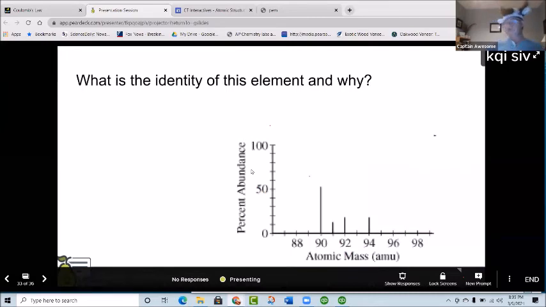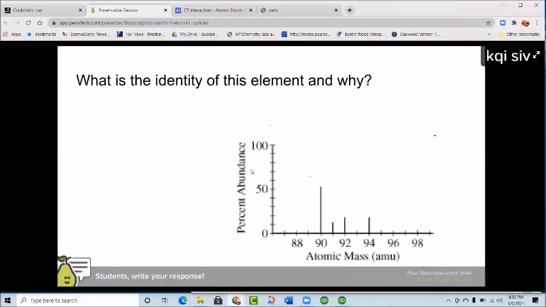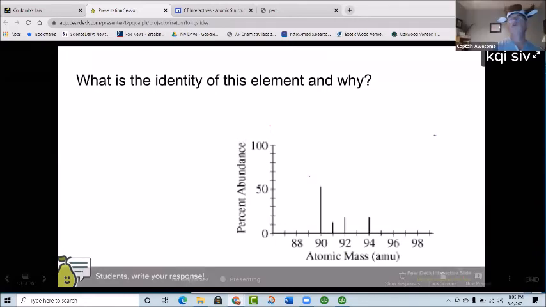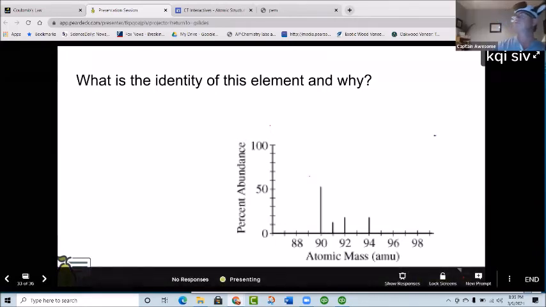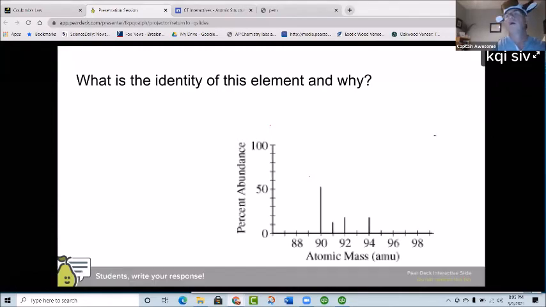Right, so this is not PES, this is mass spectrometry. So I just want to say, can you try to figure out who this element is? So take a guess. You can pay attention to which one is more abundant if you want. That kind of helps you figure it out.